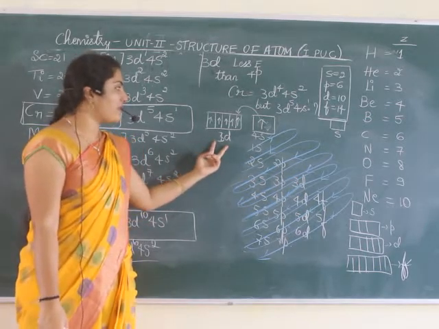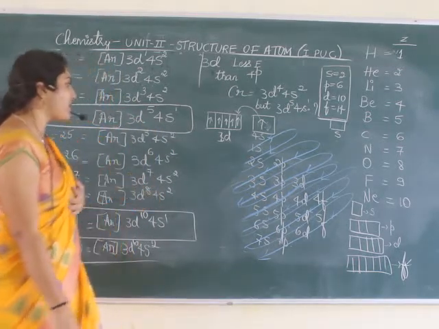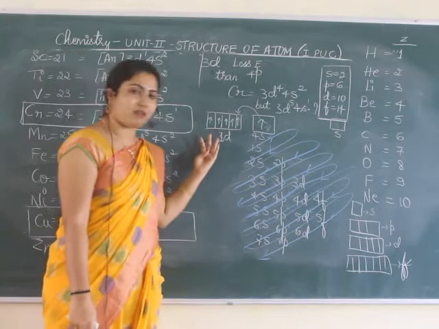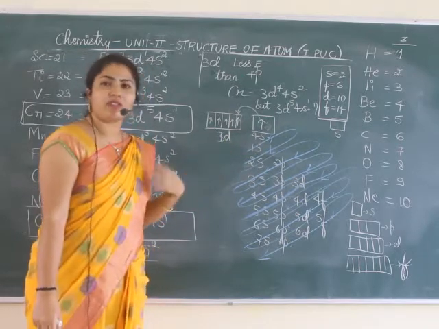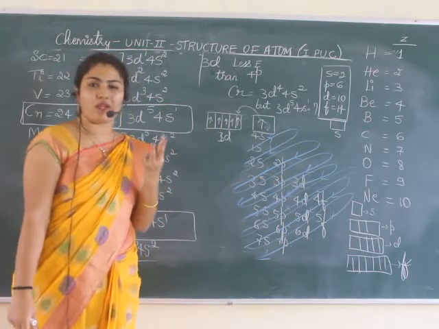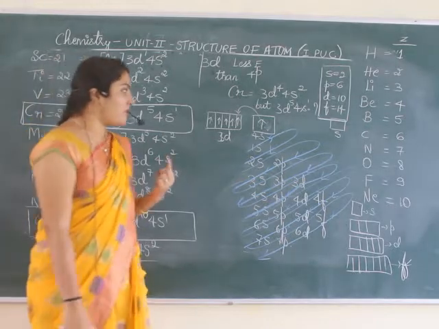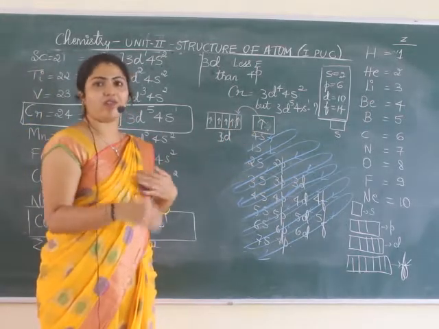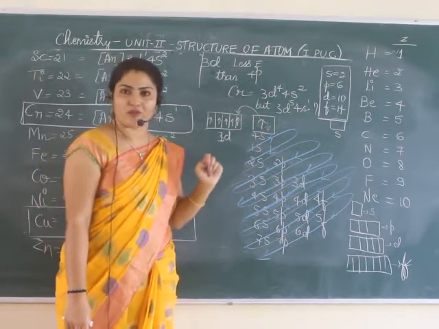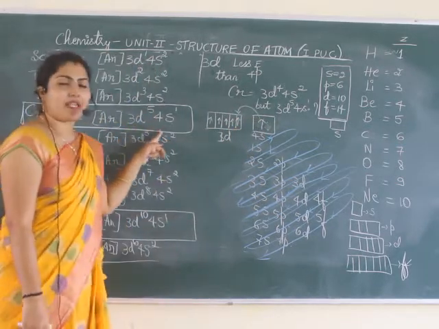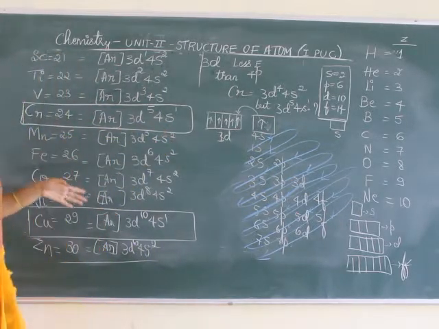Now in this case, what has happened? Chromium wanted to be more stable, but it was unsatisfied because it had only 4 electrons in 3d. However, 4s was completely filled, but 3d had only 4. That means it required only 1 extra electron for stability. So it just adjusted with 4s, and with this mutual adjustment it got 3d5 4s1. This is how we see the electronic configuration for chromium, as well as one more exception; the rest of the things are in order.